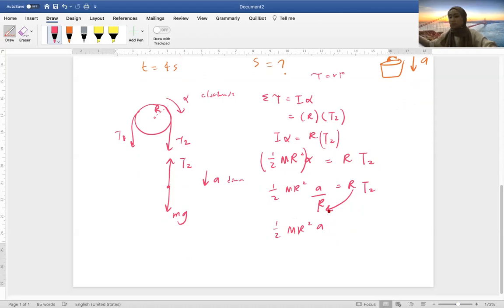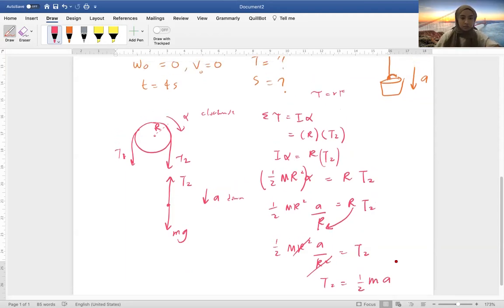So it becomes R squared equals to T2. So this cancels out. So you get T2 as 1/2 MA. Okay, so that is from Shazwina's equation.